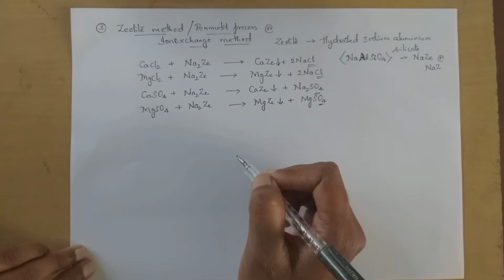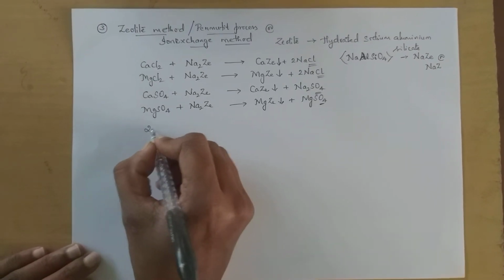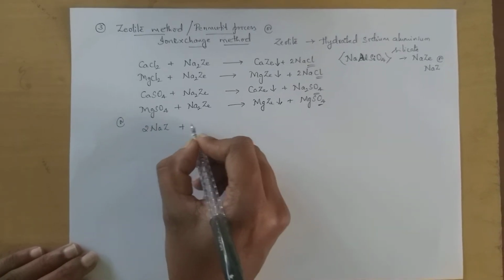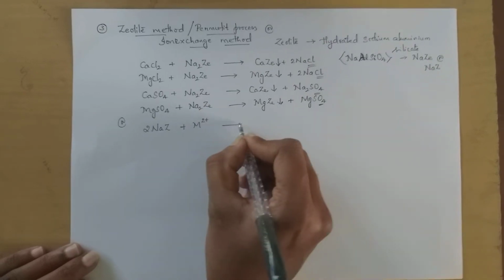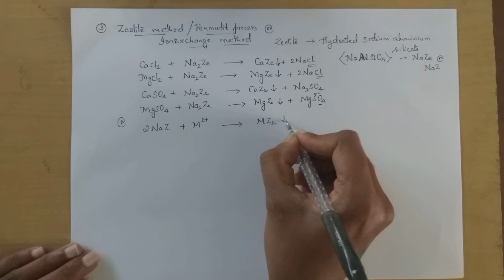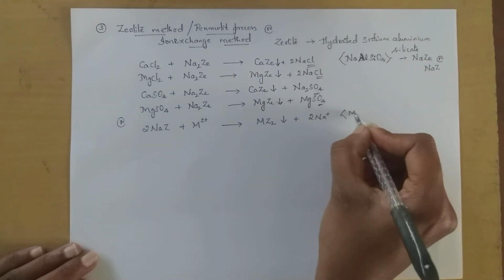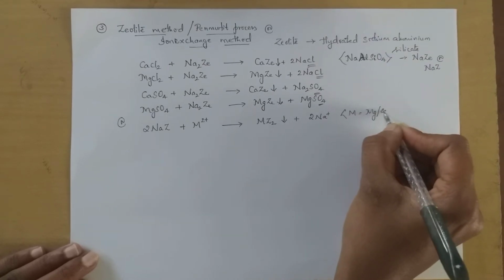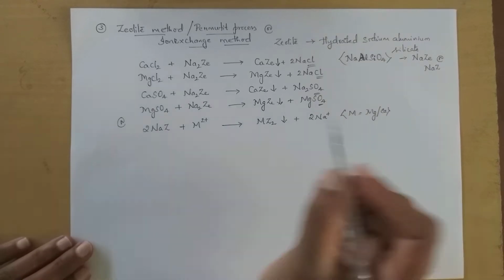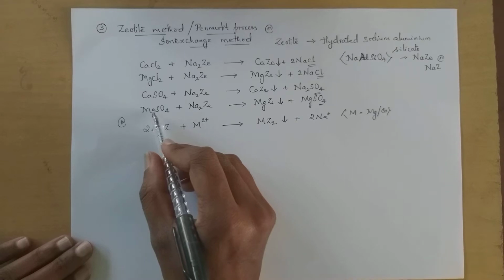We can also represent the general reaction symbolically like this: 2NaZ combines with magnesium or calcium, M2+, to give rise to MZ2, which is a precipitate, plus 2Na+. Here M refers to magnesium or calcium. So we can represent the general reaction in this way. NaZ is nothing but the zeolite, and M2+ is magnesium or calcium.